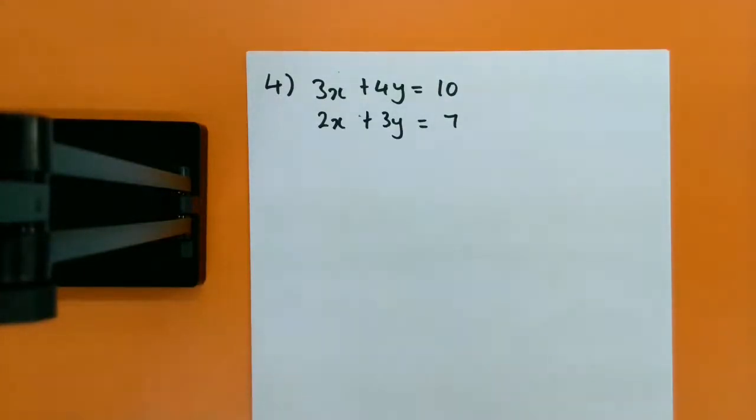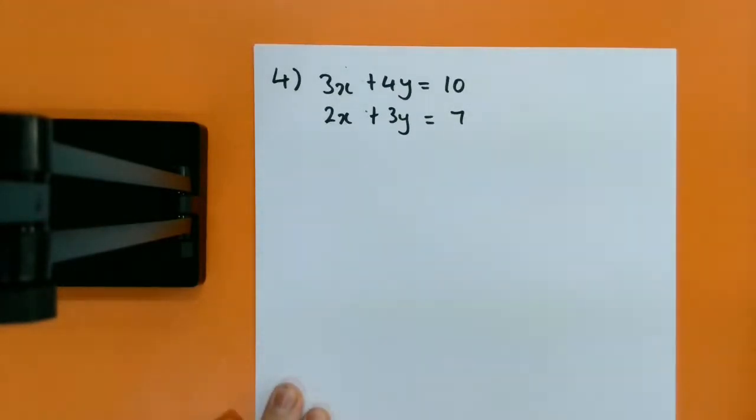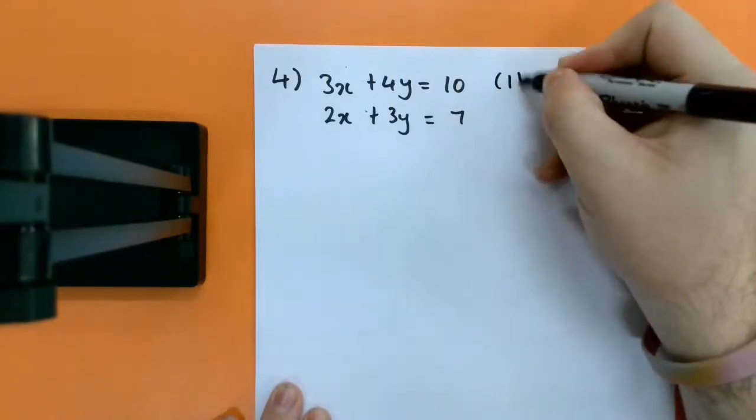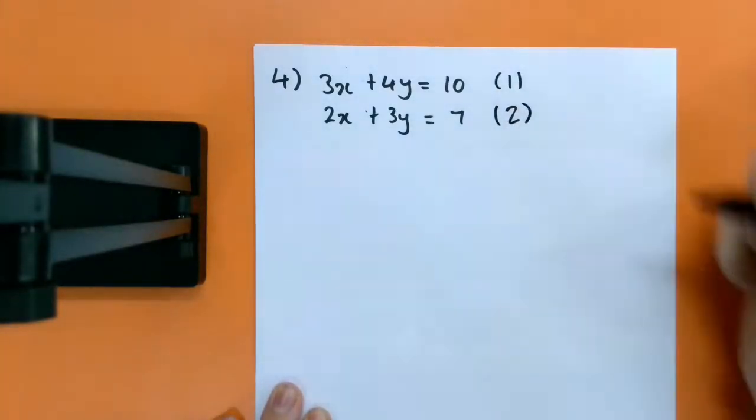Okay, so for our fourth and final example, okay, we are going to try and pick a variable to eliminate, but we're just going to follow a little bit of a different process, similar to what we did before, except this time we're going to have to manipulate both equations, okay? So, like always, label our first equation to begin with, equation 1 and equation 2.